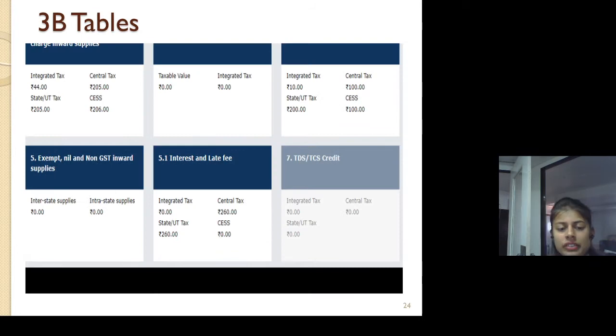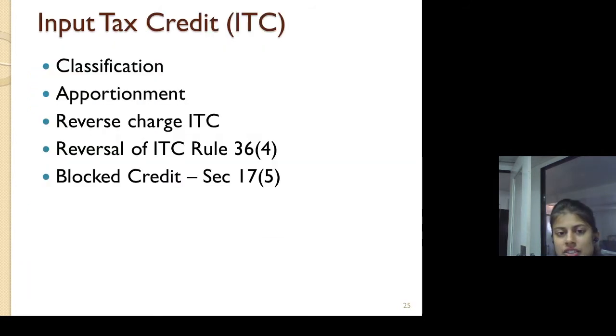After this, when you open this first table, you will see outward supplies, then inward supplies, then exempt, nil and non-GST supplies, interest and late fee, TDS and TCS credit. When you click yes to all those questions and proceed, you will see this kind of a form and you have to go and input each detail. For sales details, you will be required to enter both taxable value and tax, and for input only tax is required. You need not enter the taxable value.